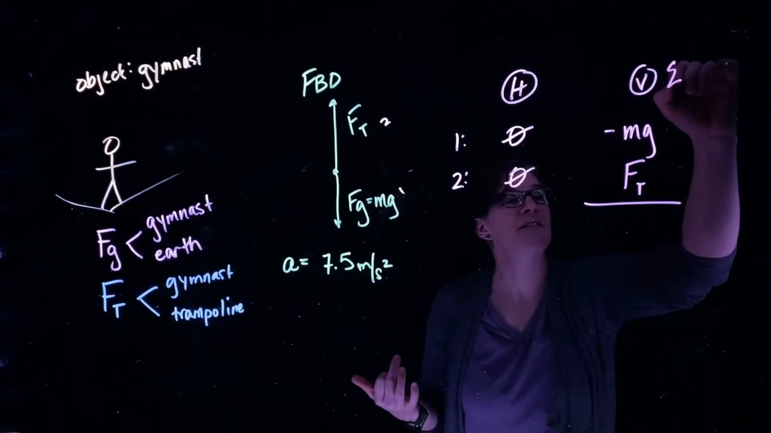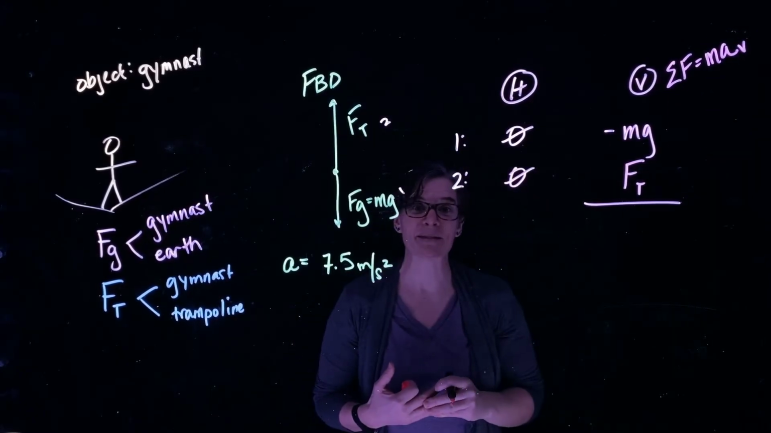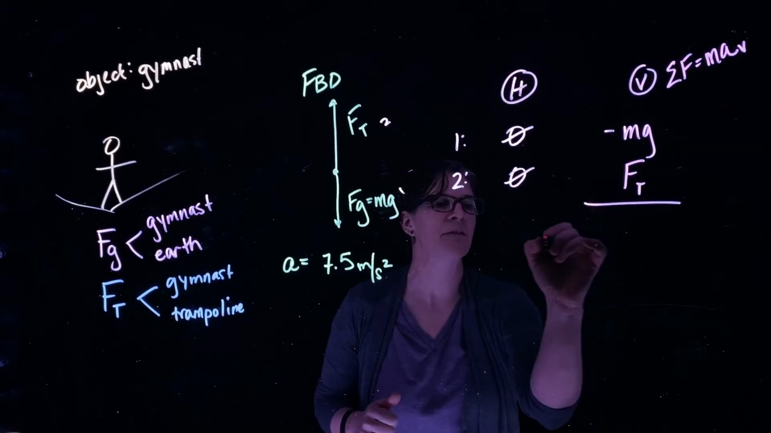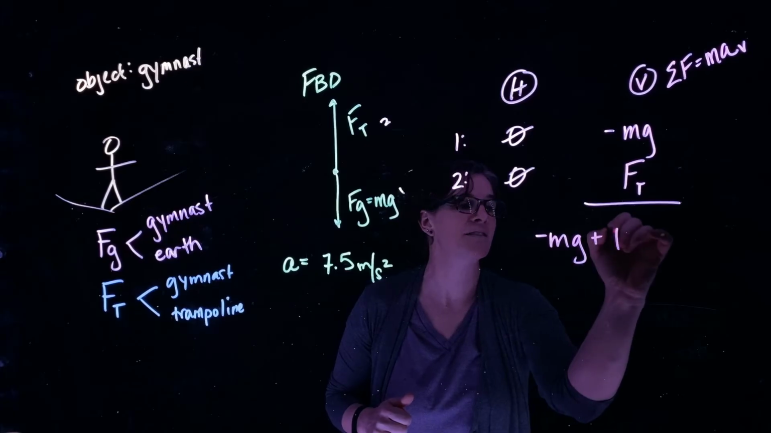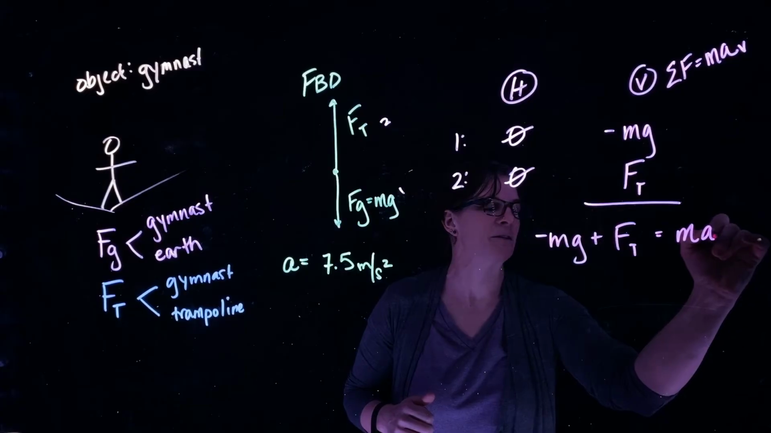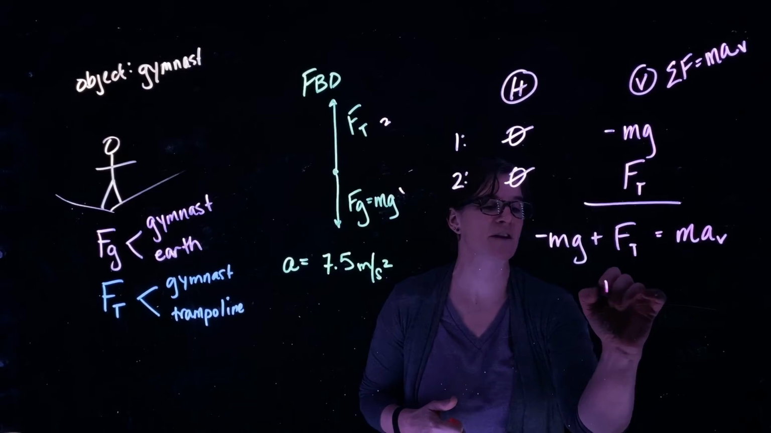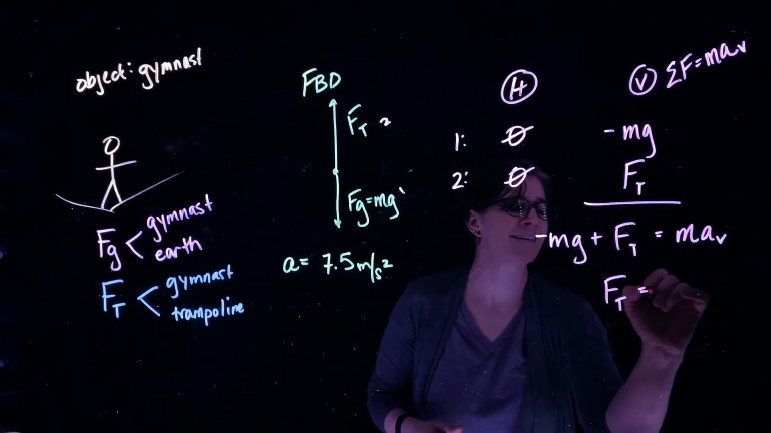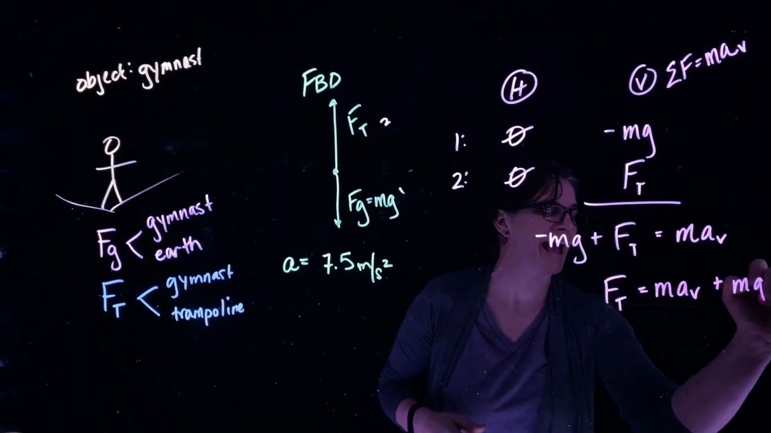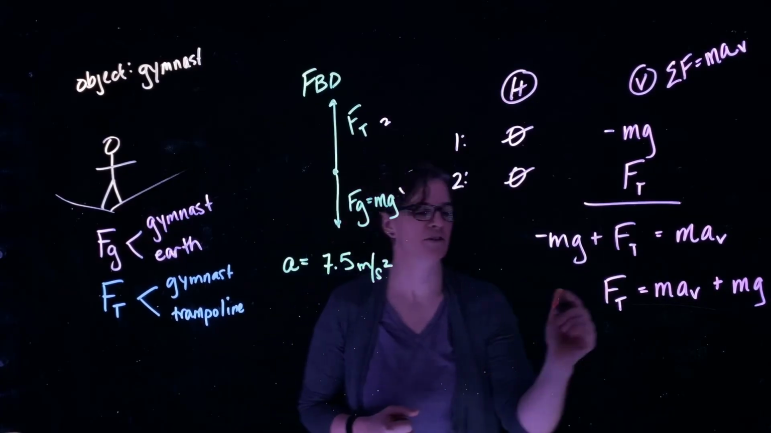So the sum of these forces, that's our Newton's second law, the acceleration times the mass, and that acceleration is in the vertical direction. So I can sum these up. Minus mg plus the force by the trampoline is equal to the mass times the acceleration vertically of that gymnast. So I'm interested in the force of that trampoline. I'm going to bring the force of gravity over to the other side, so I'm going to add that. So we get the force equals the mass times the acceleration plus the weight, the force of gravity.